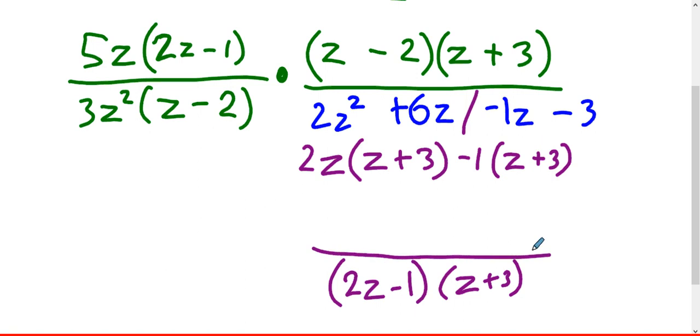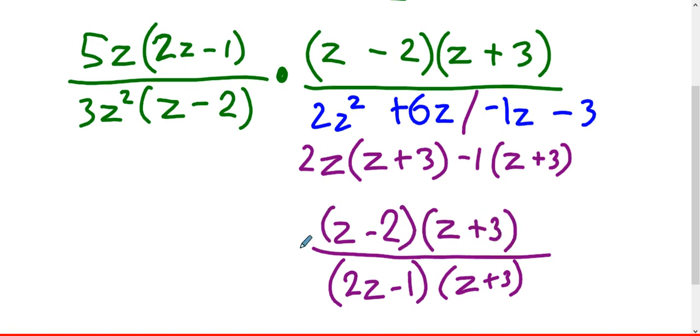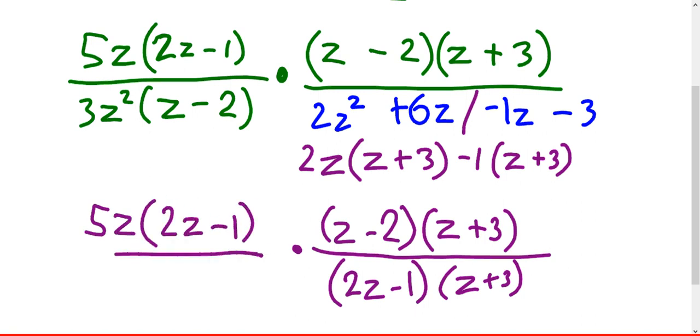So remember, that was our denominator here. Our numerator had z minus 2 and z plus 3. And our other fraction was 5z times 2z minus 1 over 3z squared times z minus 2.